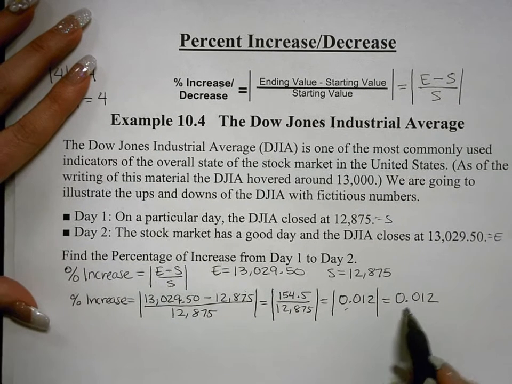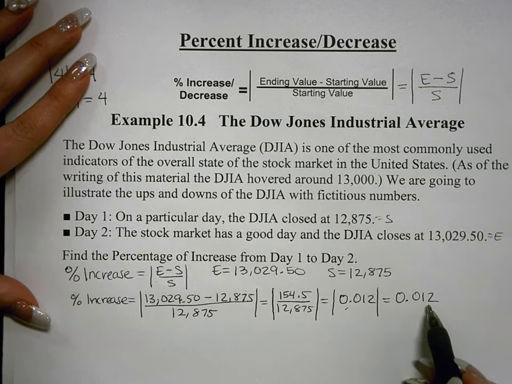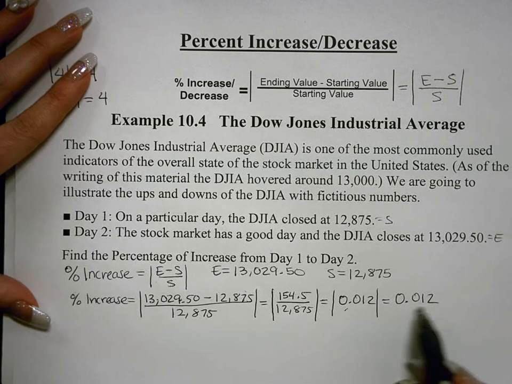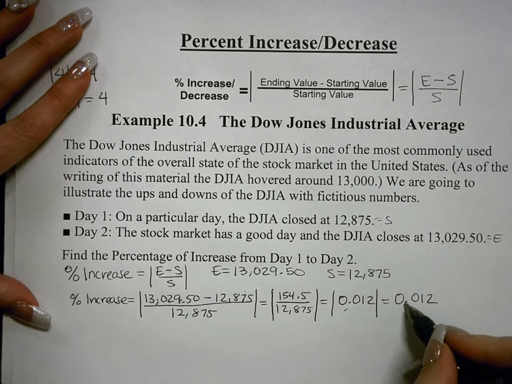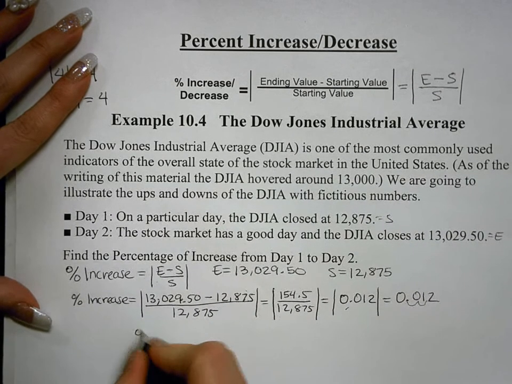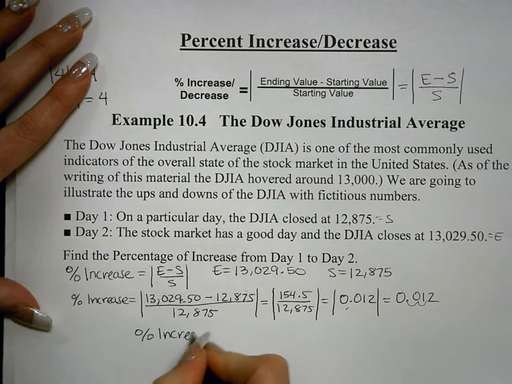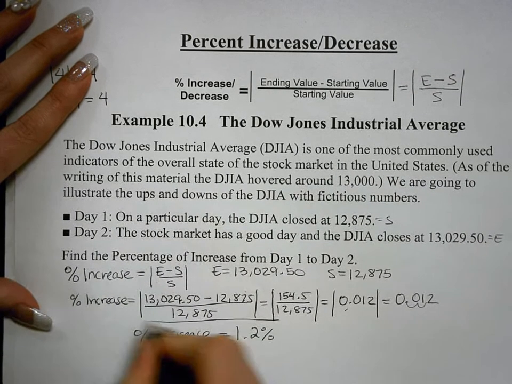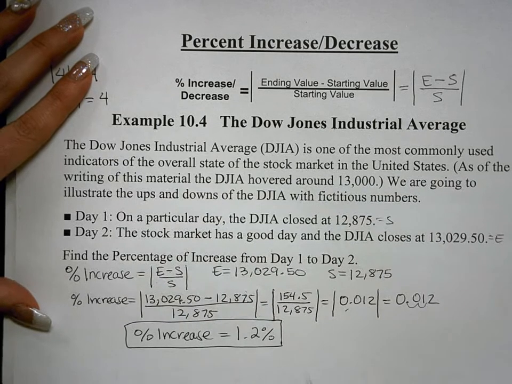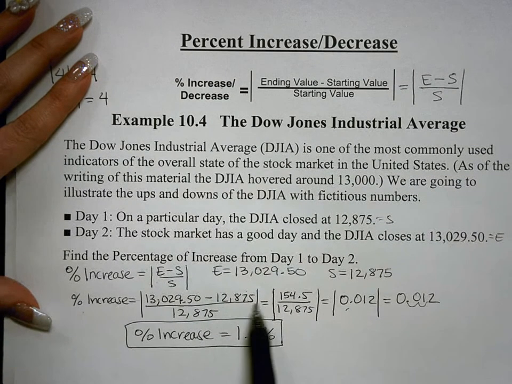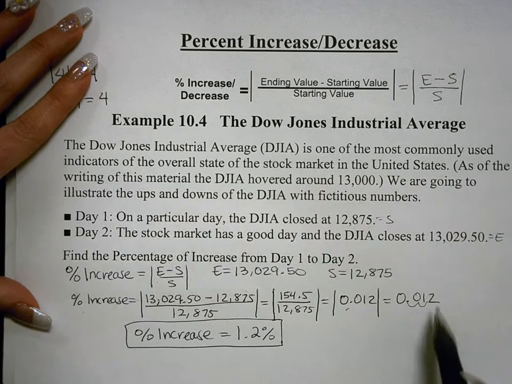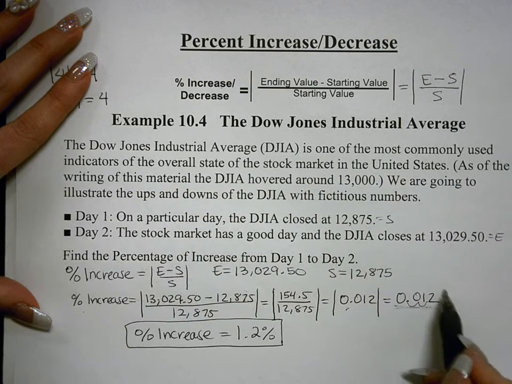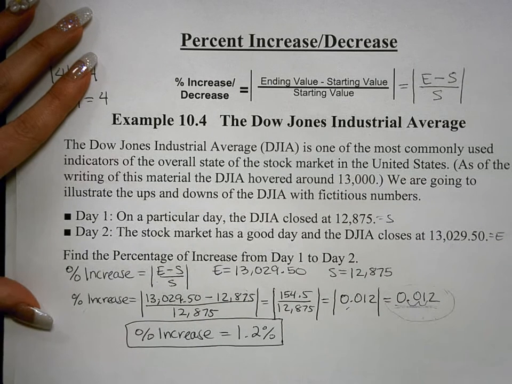So the last thing we have to do is just convert this percent increase, this decimal, into a percentage. So we're going to move it over 2 places to the right, and our percent increase equals 1.2%. The nice thing about this formula is once you go through the formula and you figure it out, it actually gives you the percent increase. This is very straightforward. This answer is the percent increase in the form of a decimal. So you just need to convert it to a percentage, and then you'll have the answer.